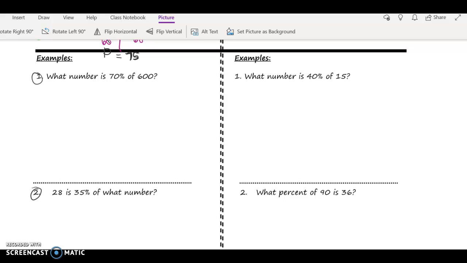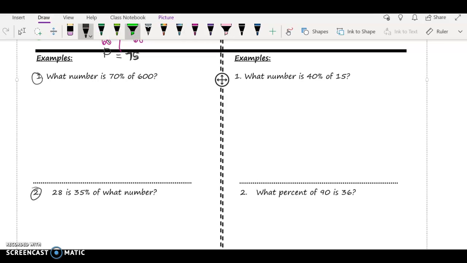So what number is 70% of 600? We can see the word "of" is next to 600, and the percent sign is next to the 70. So what we don't know is the part, because the part is always next to the "is." 70 is also next to the word "is," however, it has that percent sign, so we know that that's the percent. So now we're going to set up our proportion.